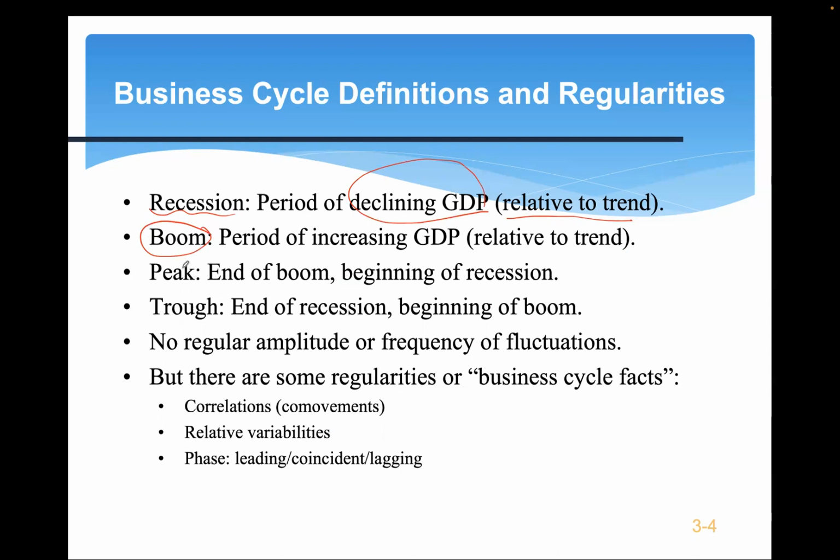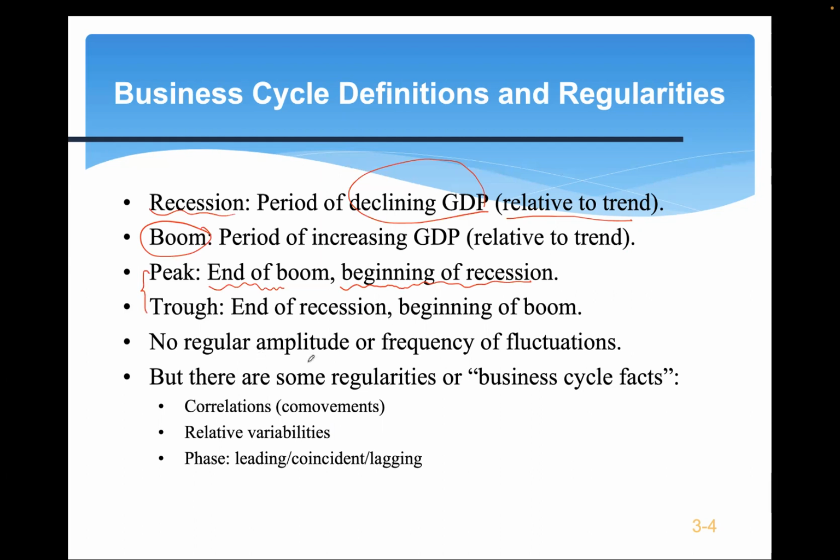And then we have peak. What's peak? This is the end of boom, meaning you start to lose your momentum. That also indicates the beginning of recession. Now you have a trough, which means everything must end. You are going to see the light at the end of the tunnel. So this is the end of recession, beginning of boom. That is a peak and a trough. It's like a turning point.